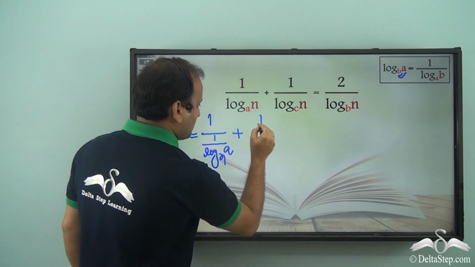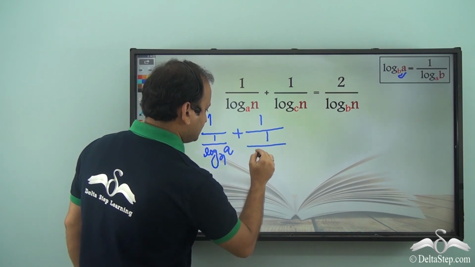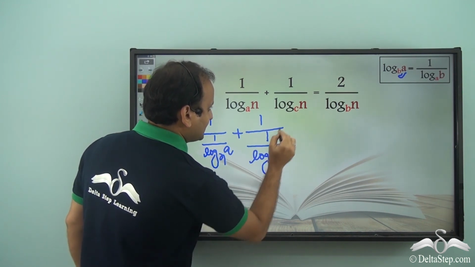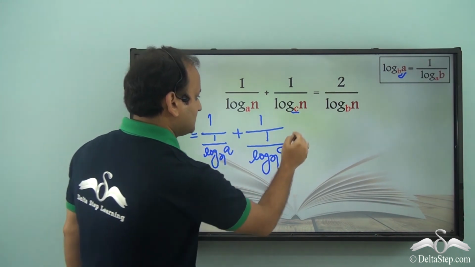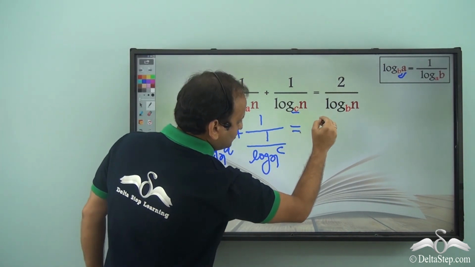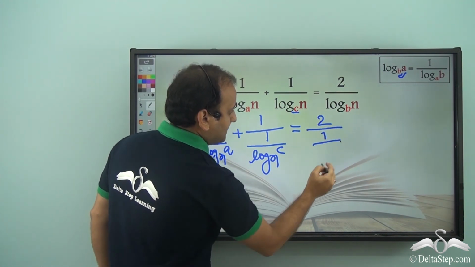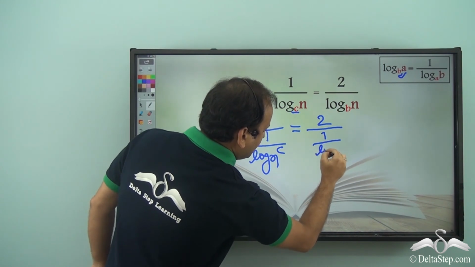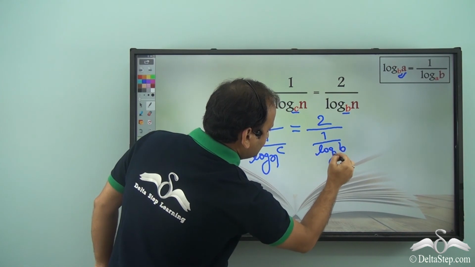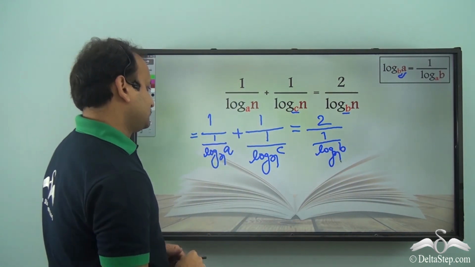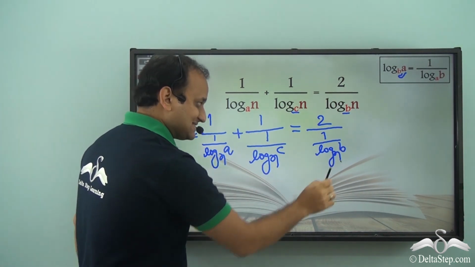Similarly, 1 by log c to the base n. Similarly, this will be equal to 2 by 1 by log b to the base n. So you see how now we have all the three expressions with a common base.